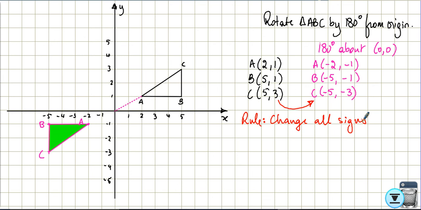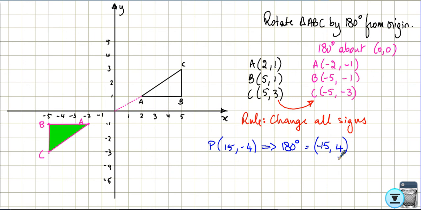Changing all signs will end up with a rotation of 180 degrees. What does this mean? If we have a point, for example point P having coordinates 15, minus 4, and we rotate that by 180 degrees from the origin, we will end up with the coordinates changing all signs: minus 15, 4. And that is our result. That is our answer. So now we've come up with all three rules for rotations.